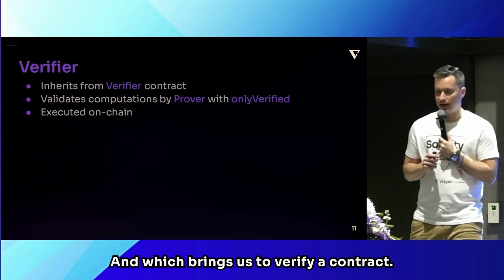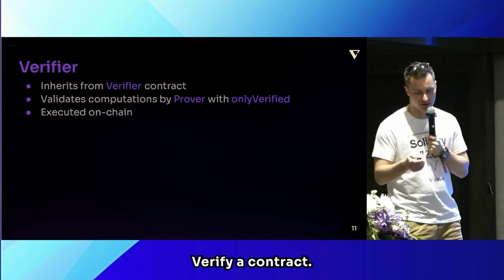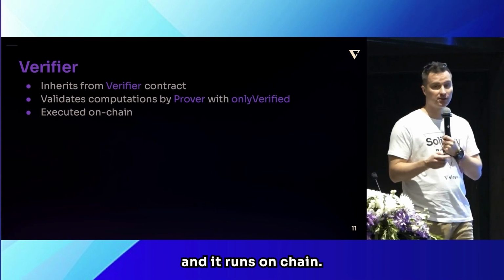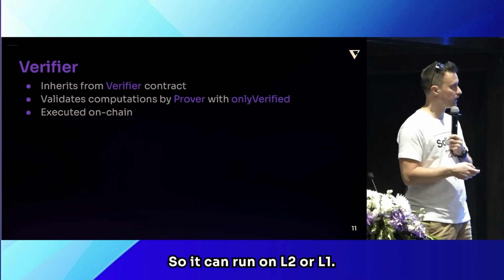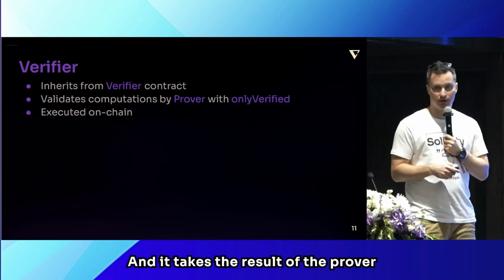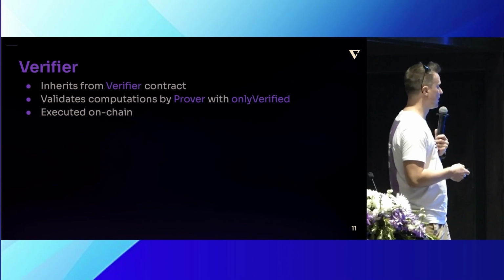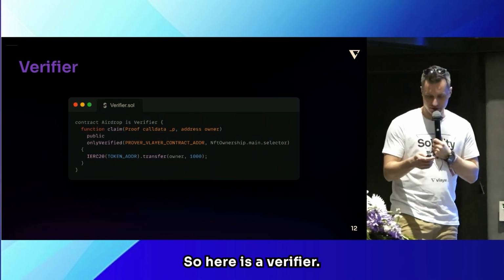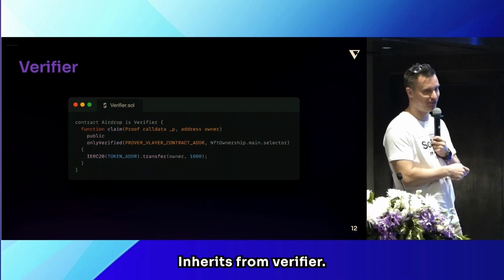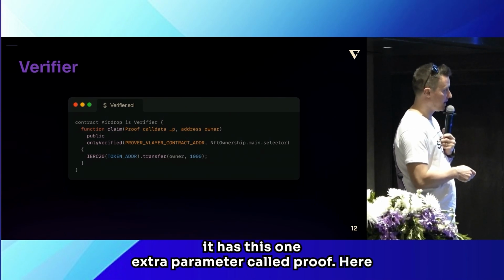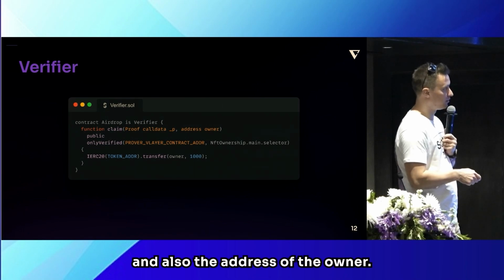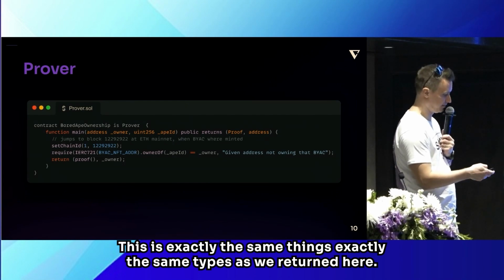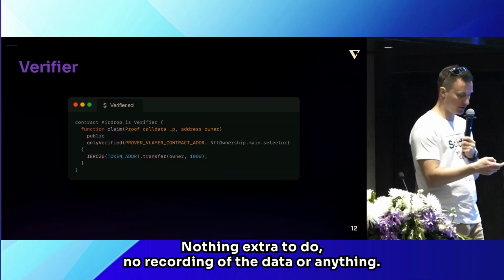All right? Which brings us to the verifier contract. Well, it inherits from Verifier. And it runs on-chain, so it can run on L2 or L1. It takes the result of the prover computations, can verify the proof, and execute whatever it wants on-chain based on that. So here is a verifier. It inherits from Verifier. It has this one extra parameter called proof here, and also the address of the owner. I'm just going to go 2 slides back. This is exactly the same thing, exactly the same types as we return here. Nothing extra to do, no re-encoding of the data or anything.